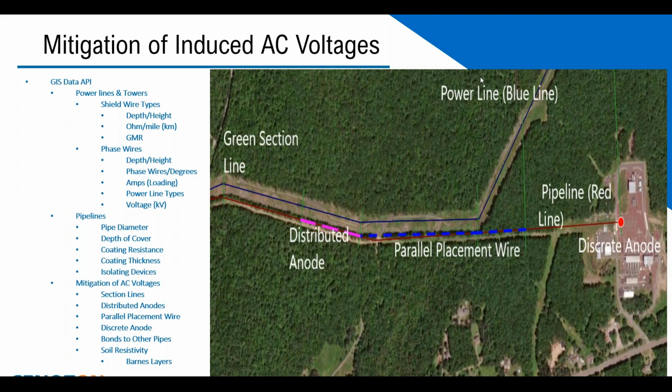So we need to have a lot of information. We need to know what the shield wires are, and what the shield wires are for, lightning and episodic upsets for the power companies. What about the phase wires? The depth, the height, what angles they are, how they're placed. Are there any changes? And going on, I mentioned the loading.